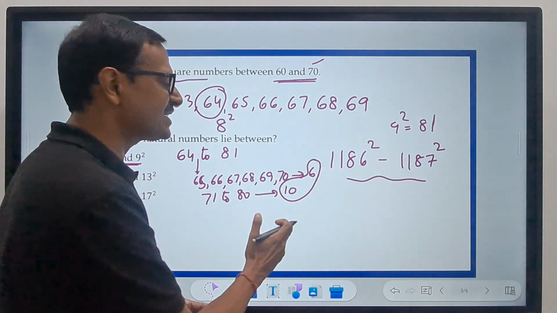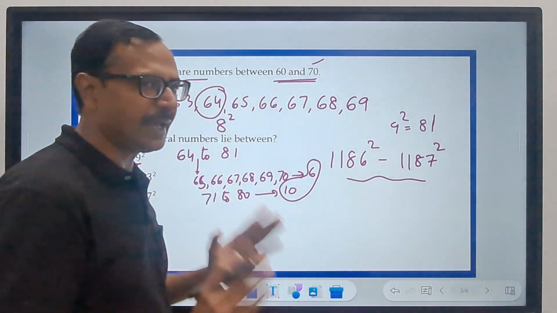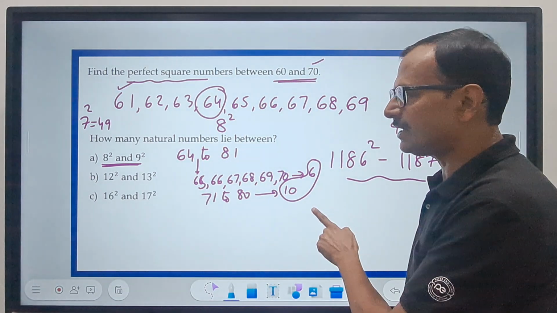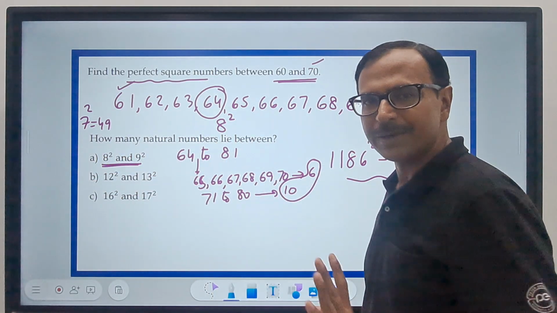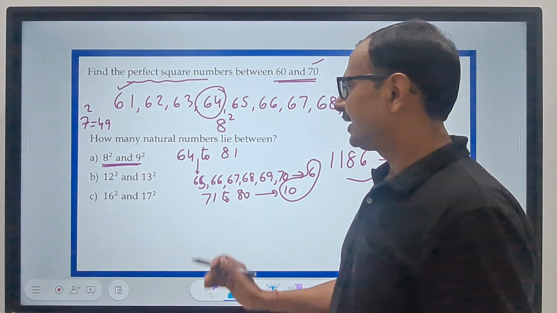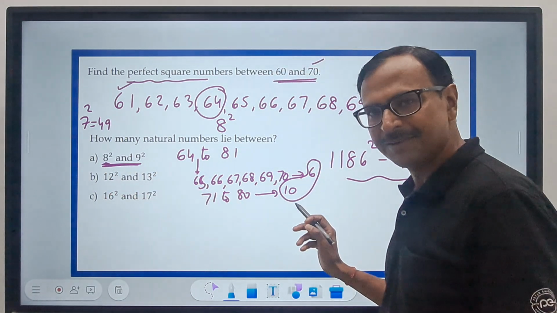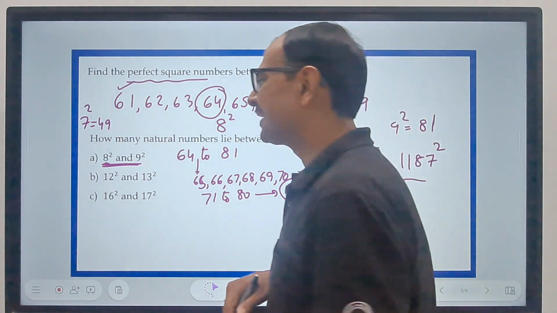We have 16 numbers between these two numbers, 8 square and 9 square. Now can you find out a relationship of how this 16, the answer for this first part, is related to 8 square and 9 square? If you observe, the double of this number 8 is actually 16. So is it a rule? Yes, it is a rule.